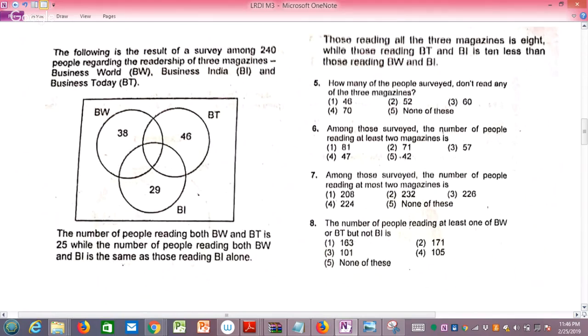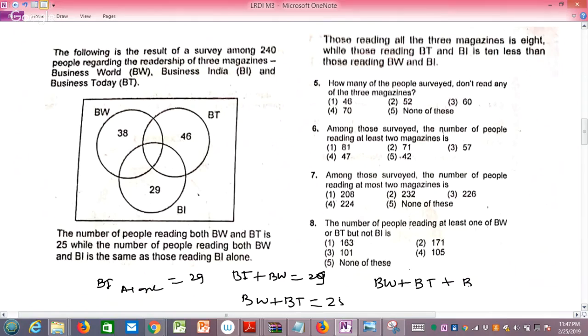While the number of people reading both BW and BI is the same as those reading BI alone. BI alone is given as 29 here. So it's saying that BI and BW is also 29, and BW plus BT is 25. It is also given that BW plus BT plus BI is 8. So if I see here, this is 8.